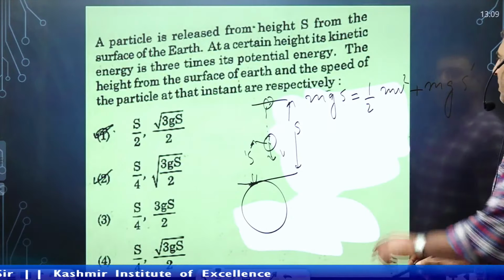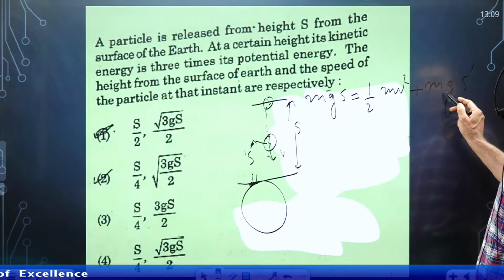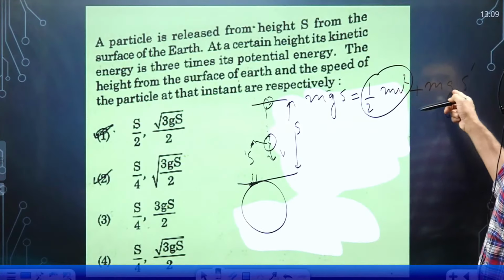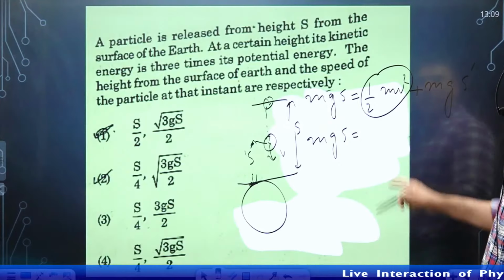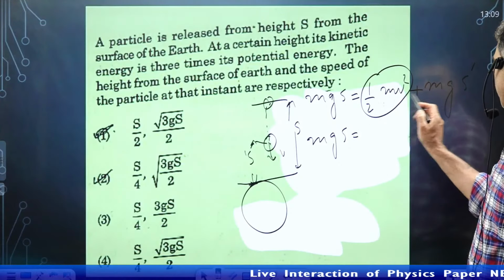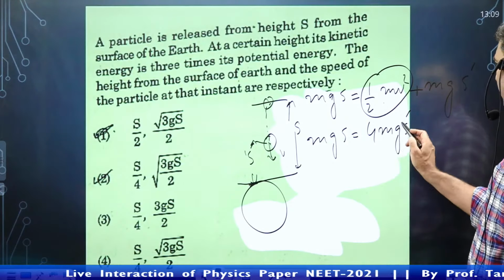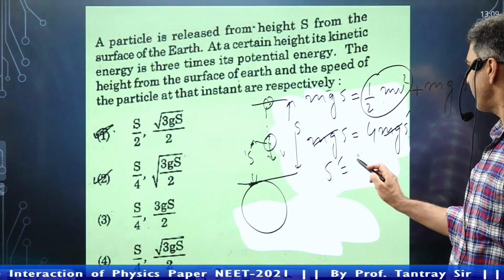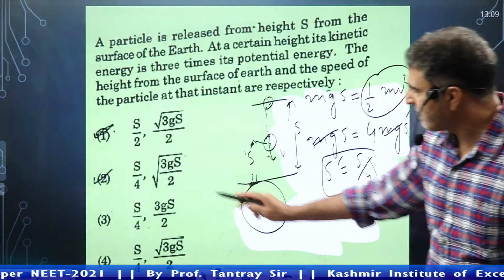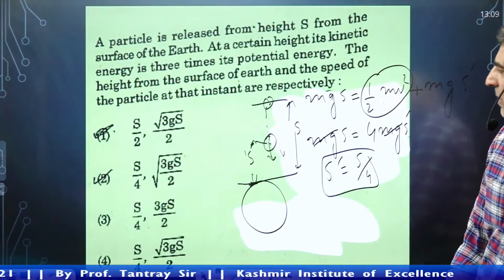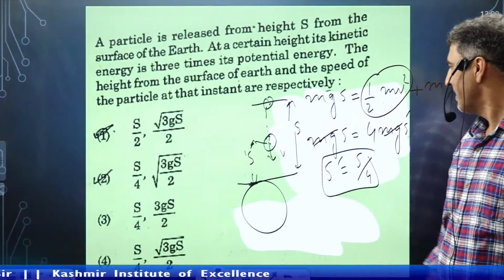But he says kinetic energy is 3 times the potential energy. So this quantity is 3 times this. So mgs is equal to 3 times this plus this, that is 4 times mgs prime. mg cancels, s prime is s by 4. So at that position it must be s by 4, but see, s by 4 appears in 3 cases. Had it been only in 1 case, we could have taken that answer without going for the second.